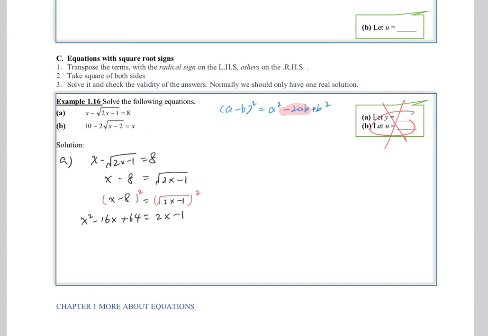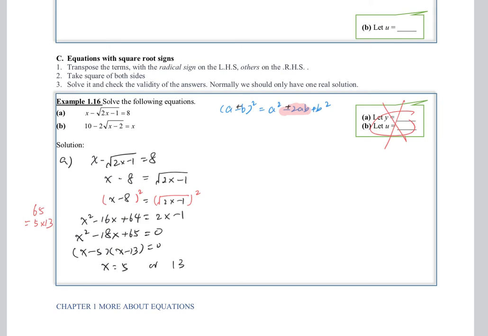Similarly, we also need to be careful on the positive side also. Positive, so we also get 3 terms. So this is the common mistake. So x squared minus 18x plus 65 equals 0. So 65 equals 5 times 13, and we add them together, we get 18. So x is equal to 5 or 13.